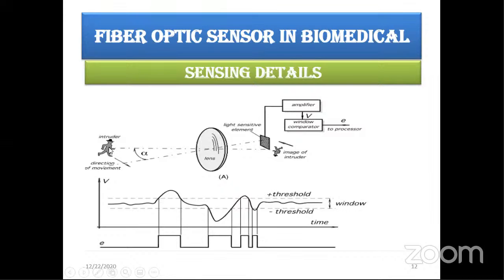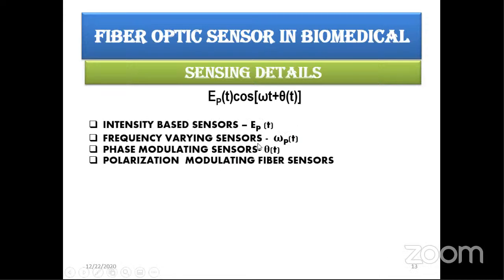And here the light parameters are phase, polarization, wavelength, intensity. Here the movement is also measured. The intruder movement, the direction of movement, is also measured by using this sensor. Here this is based only on the light. These are the sensing details.